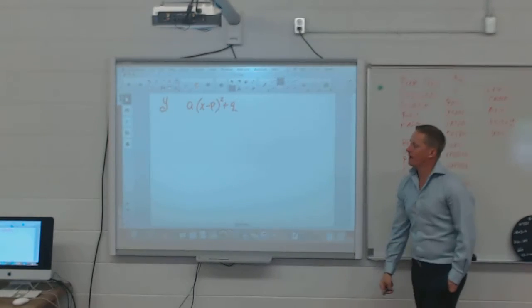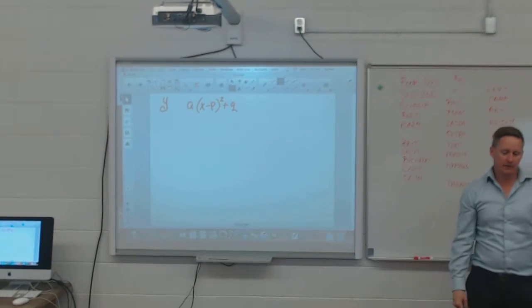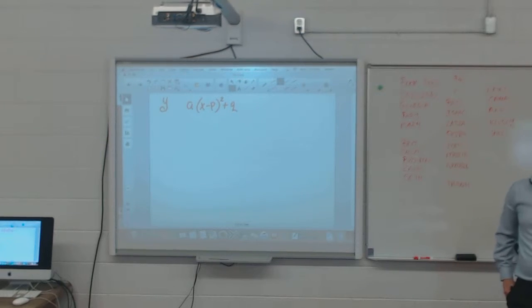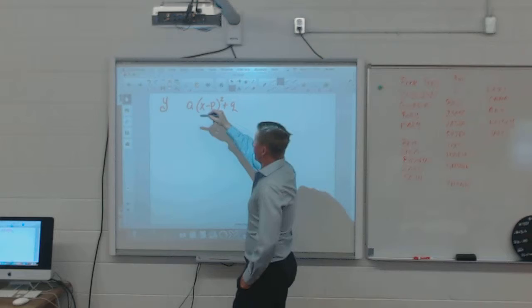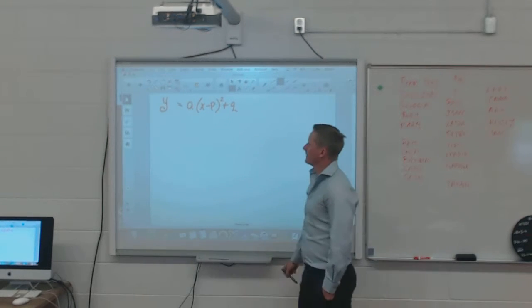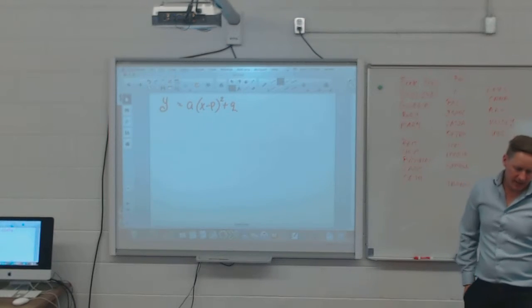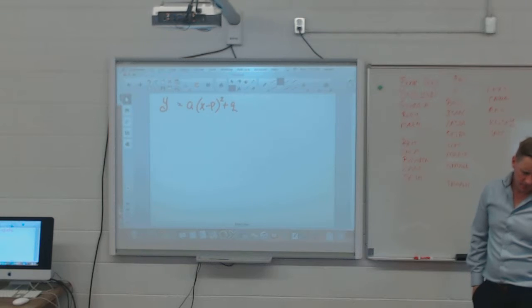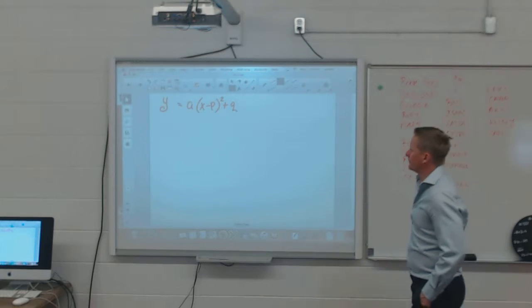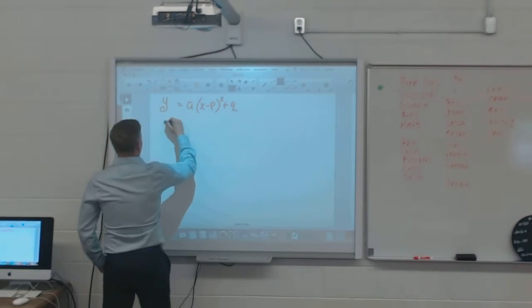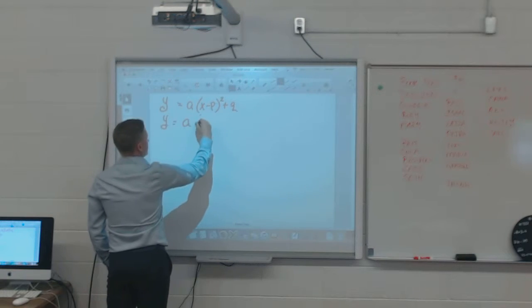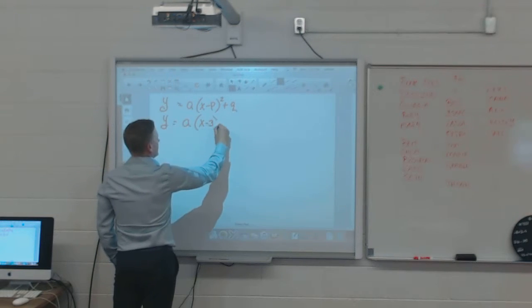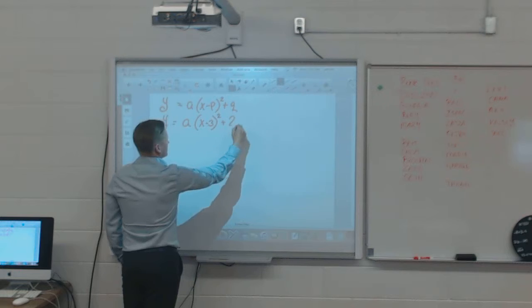Alright, so this is what I have. The first thing I'm going to do is identify what my vertex is on that graph. I'm going to leave it as an equals to start with as well, like this. So what's my vertex from that graph? 3 and 2. So that means I have y equals a(x minus 3) squared plus 2.